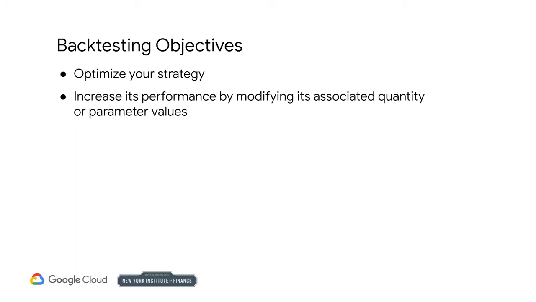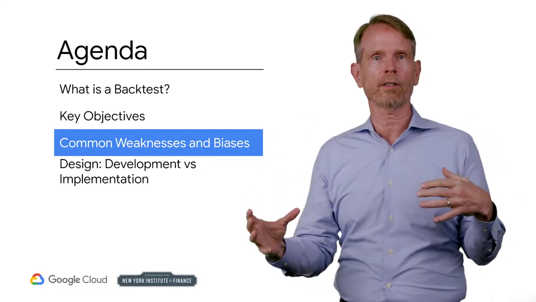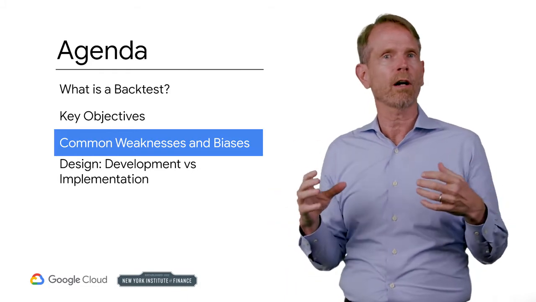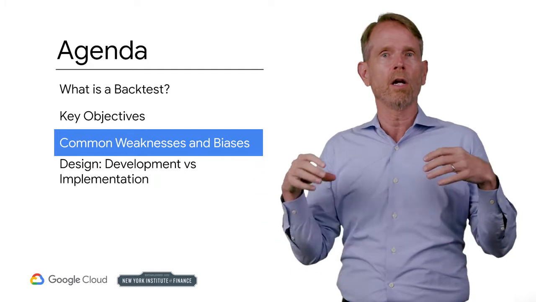Backtesting provides a framework in which you can optimize your strategy by modifying the quantities or values of the parameters associated with that strategy and then recalculating its performance. Unfortunately, by optimizing your strategy, you run the risk of introducing overfitting bias into your model, which we'll talk about a bit later. So far, you've gotten a good idea of all of the benefits you can get from backtesting your model. Now we will talk about some of the traps that many quantitative strategy developers fall into when backtesting their models.